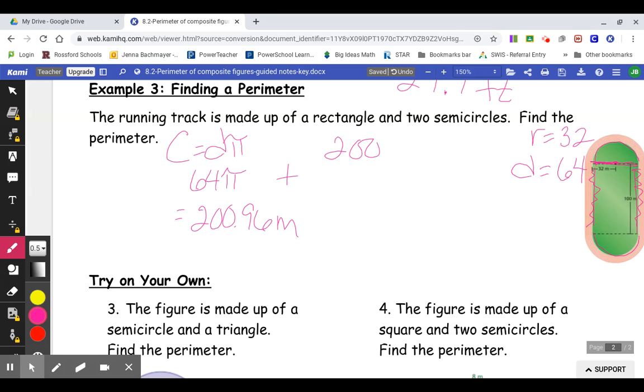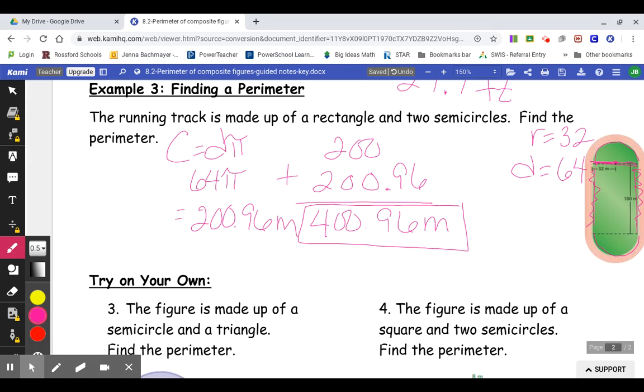I'm going to add those two together. 200.96 added to my 200 ends up with 400.96 meters. And again, we don't need to square that. It's just perimeter. It's just the straight edge along. And then this part right here is talking about the circumference, so the perimeter of a circle.